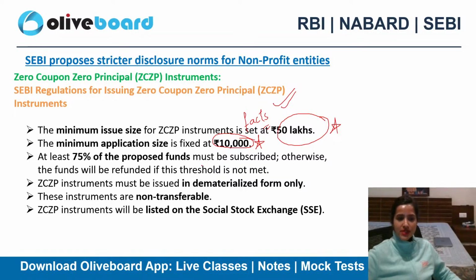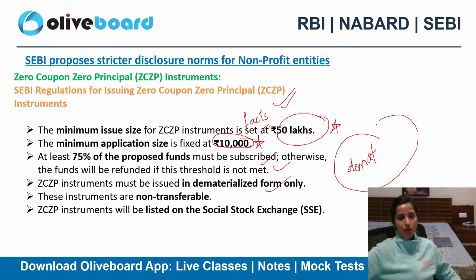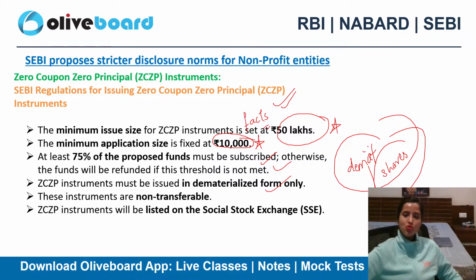At least 75% of the proposed funds must be subscribed, otherwise the funds will be refunded. Alright, 75% of these proposed funds must be subscribed. These instruments must be issued in demat form, dematerialized. What is demat form? It is electronic form. So you have an account electronically where you store whatever you are buying, your shares, debentures, whatever. Right? They are non-transferable. So you cannot transfer it to another person. You can't sell it.